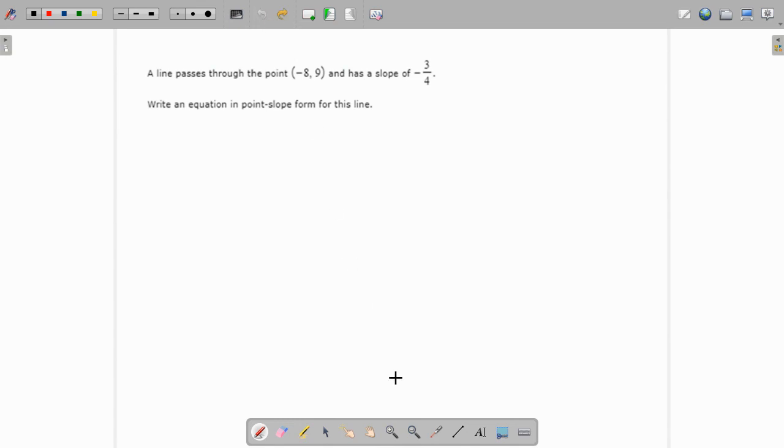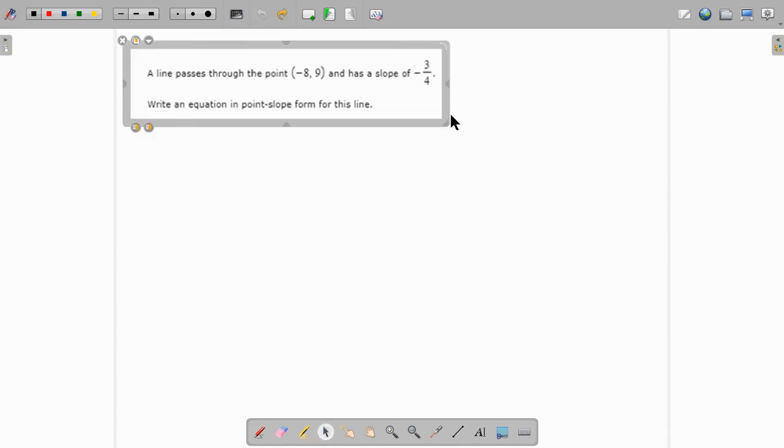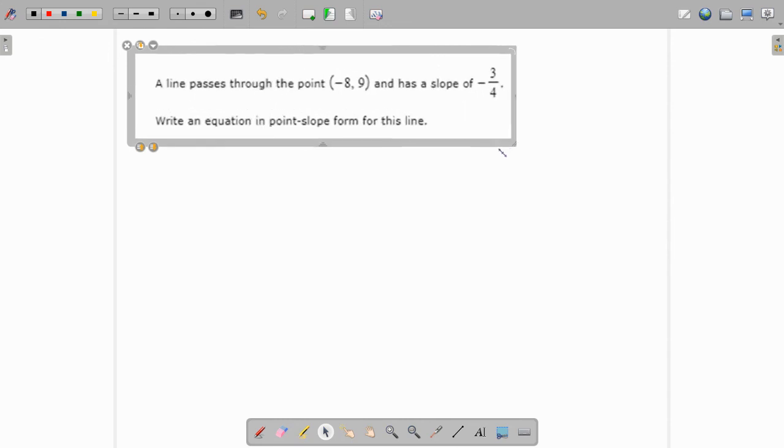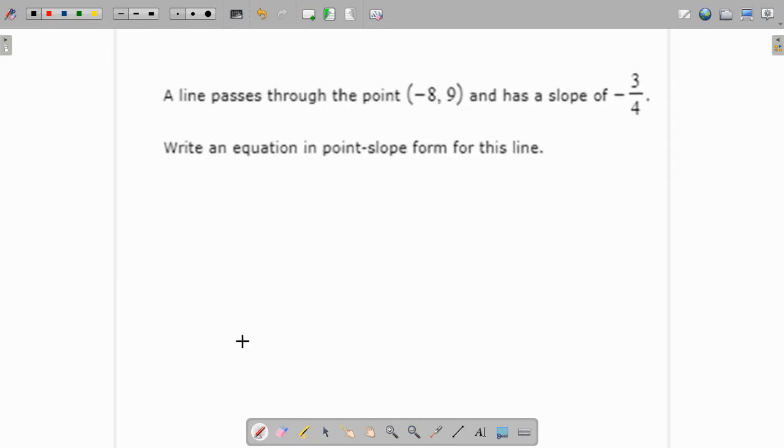And here is another problem. So this is problem number 2. Okay. Line passes through this, right in point slope form. So it's y minus the y value equals negative 3/4 x minus the x value. So x minus negative 8 is x plus 8. And there you go. There's your equation.